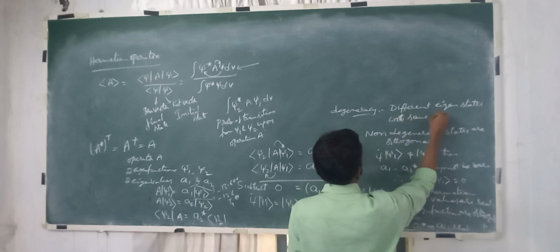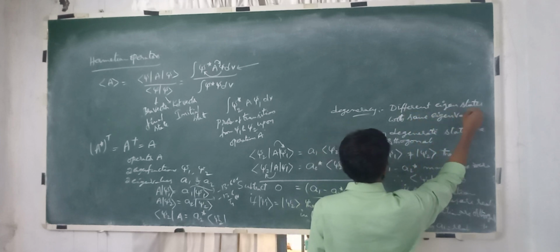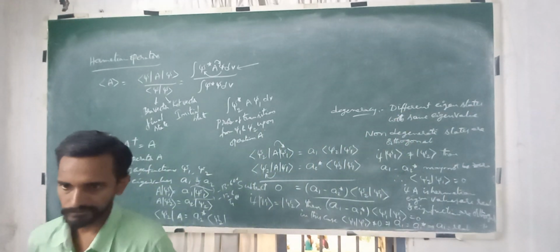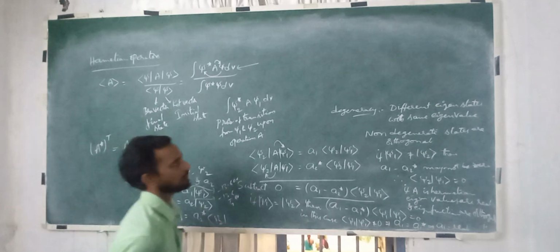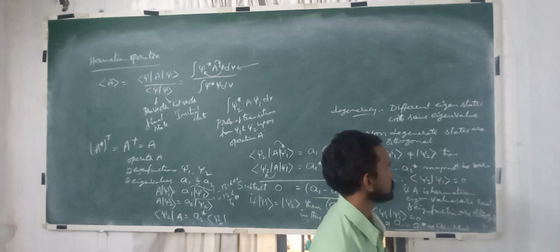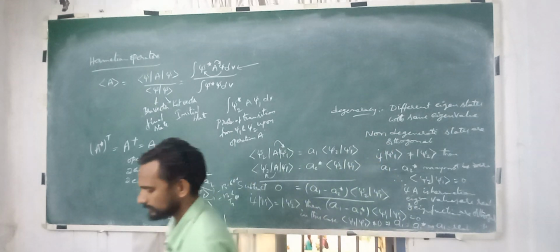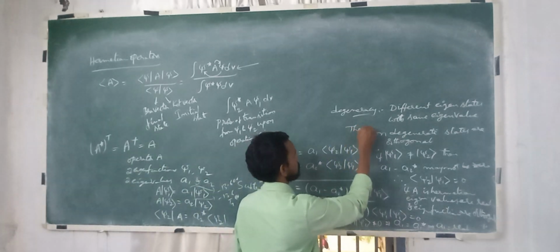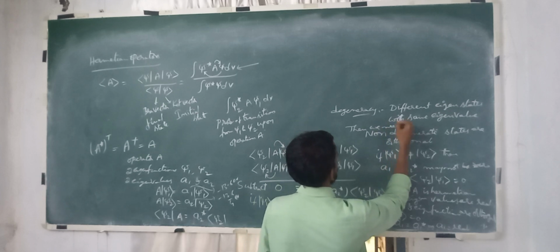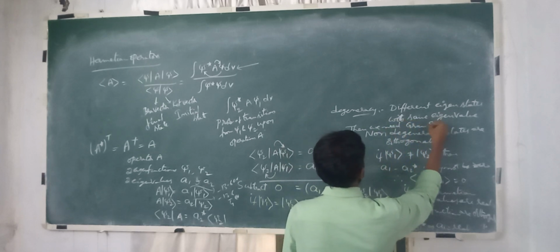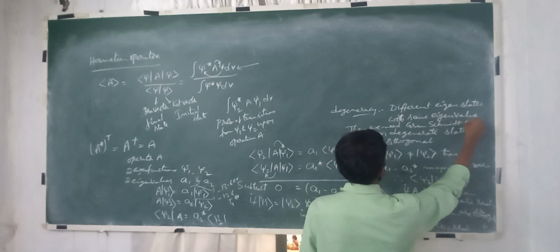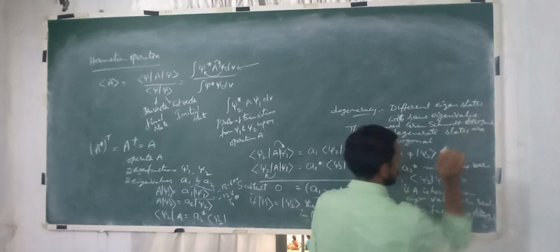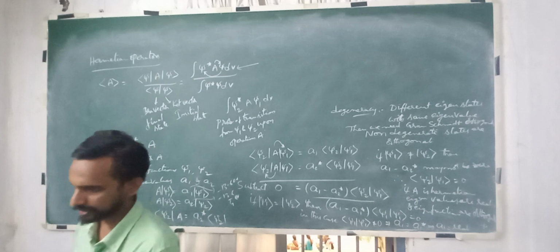Different eigenstates with the same eigenvalue. Then we need to use Gram-Schmidt orthogonalization.